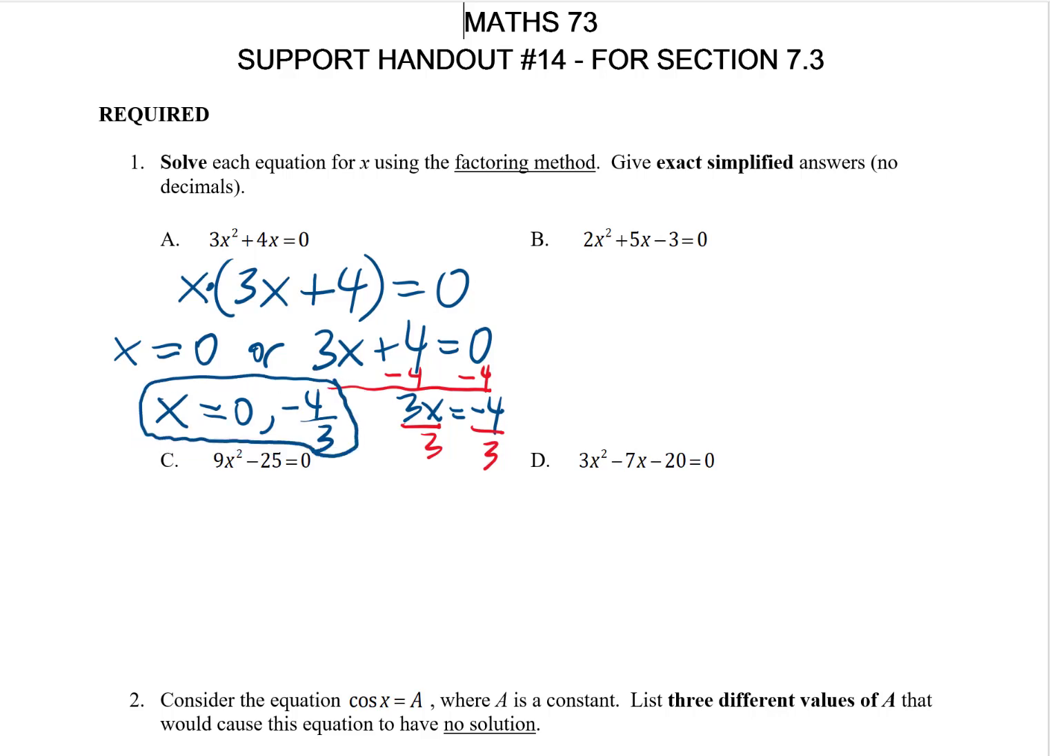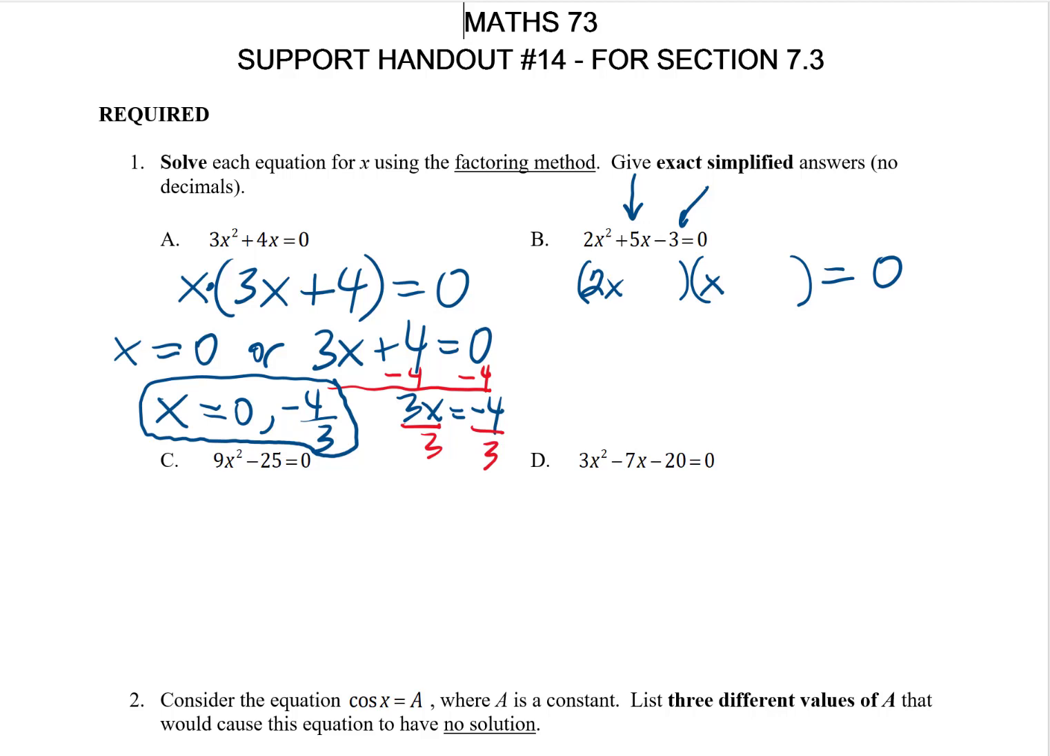Letter B, same technique here. Got the 0 on one side, need to factor the other side. I don't have a GCF. I see three terms, which makes me think this was somebody's FOIL problem. The only way you're going to get a 2x squared in the front is a 2x and an x. The only way you're going to get a 3 in the back is a 1 and a 3. Now, I do need to give some thought as to where to put the 1 and where to put the 3. I know I'm trying to get a +5 in the middle.